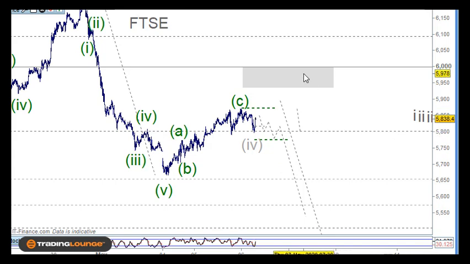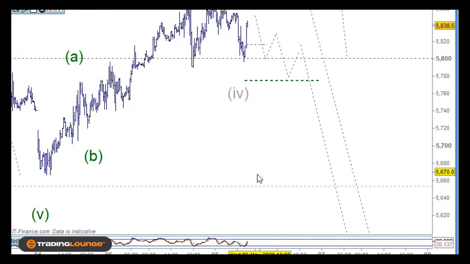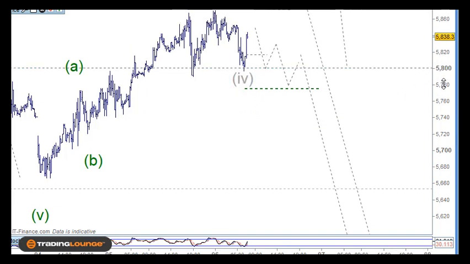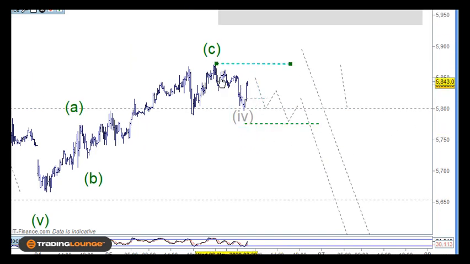Like I mentioned, we haven't reached our target. These moves up here could very easily be counted as an impulse wave, and that would create this here as a wave 4, the wave 4 of one lesser degree. So that could certainly go in here. This doesn't look very impulsive to me on the FTSE, but the FTSE will be dragged around by the other markets. So we need that 5,800 as the resistance to short it.